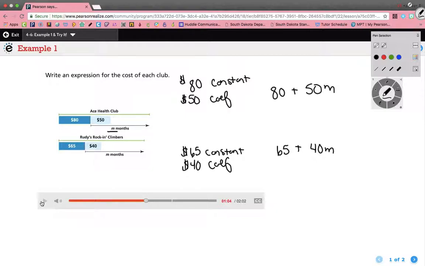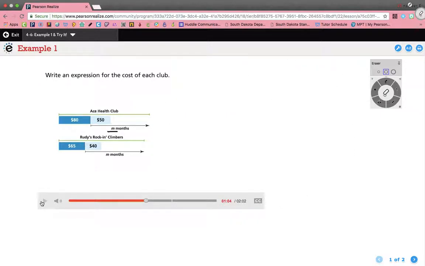So the first thing we need to think about is your constant and your coefficient, and then how to put them together in an equation. So let's watch the rest of the video. The ACE Health Club diagram can be expressed as 80 plus 50 times M. And the Rudy's rock climbing diagram can be expressed as 65 plus 40 times M.